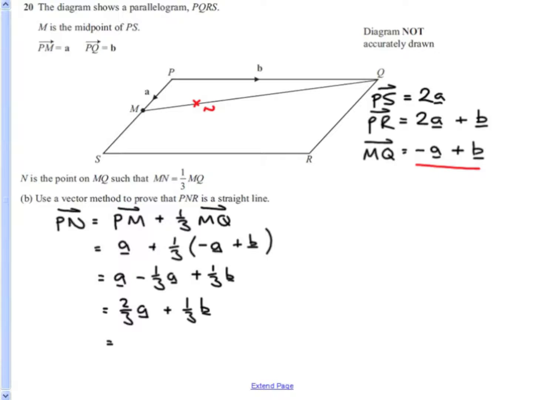Now what we need to notice at this point is that this is actually 1/3 of the vector PR. PR was 2A plus B. We found it in part A. And so 2/3 A plus 1/3 B is just 1/3 of that.